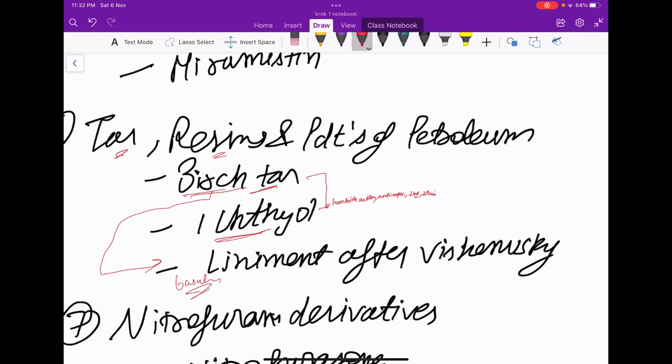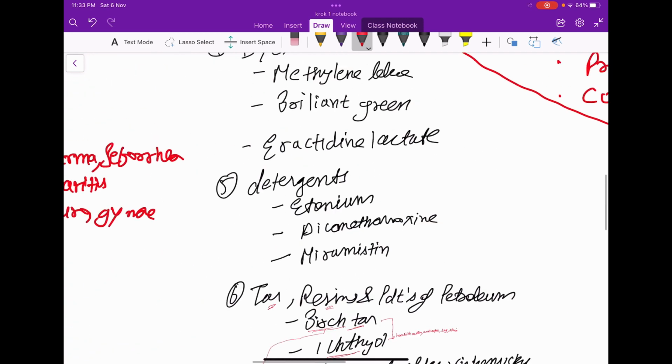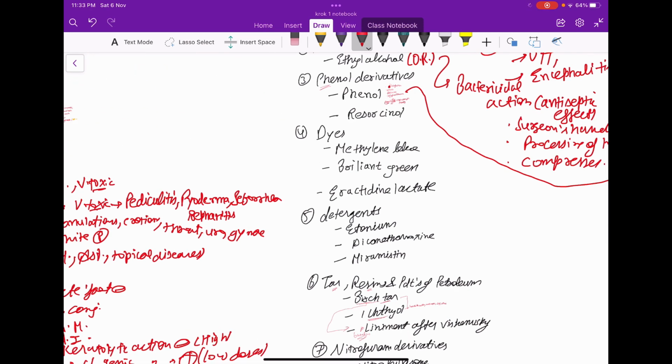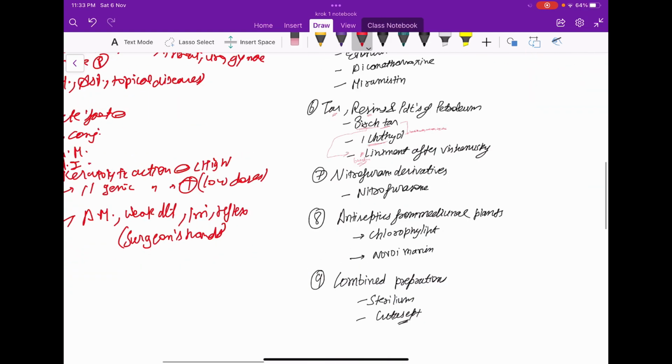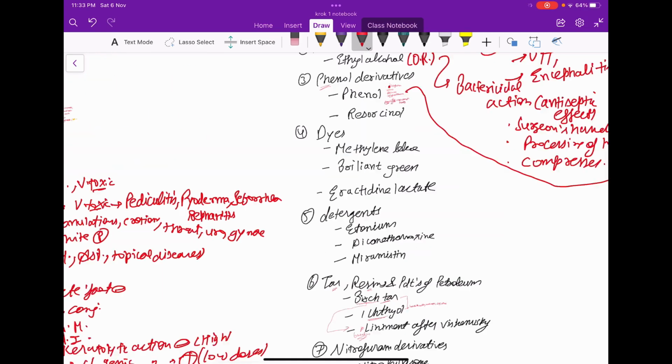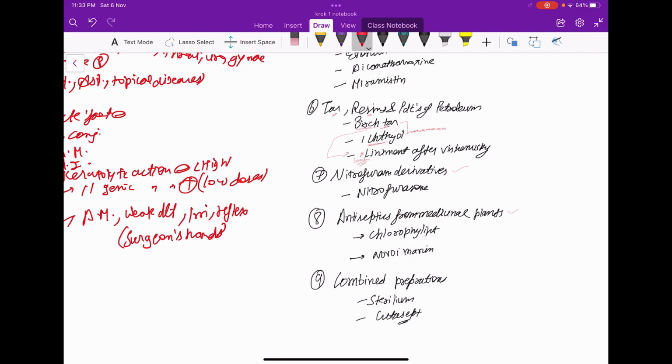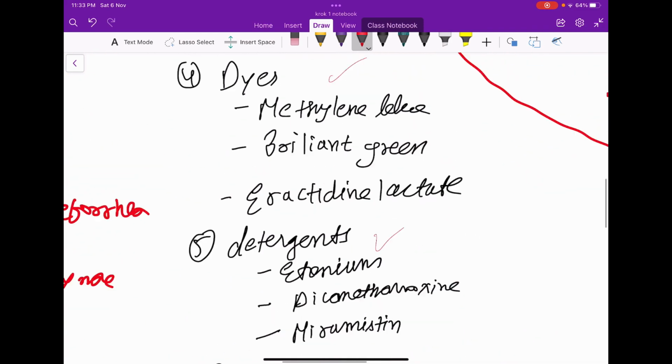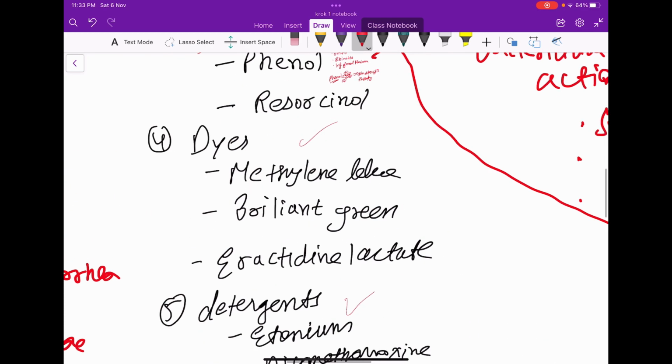Okay, guys, here it is. So now we have just three groups left: the dyes, detergents, and we also have nitrofuran derivatives, antiseptics from the medicinal plants, and combined preparations. So now let's talk about the dyes. It's about the methylene blue.